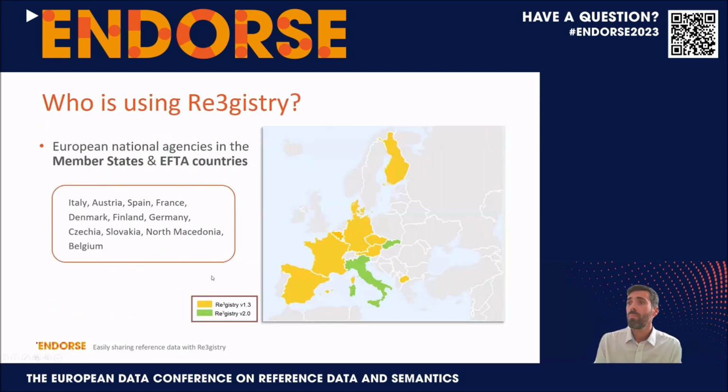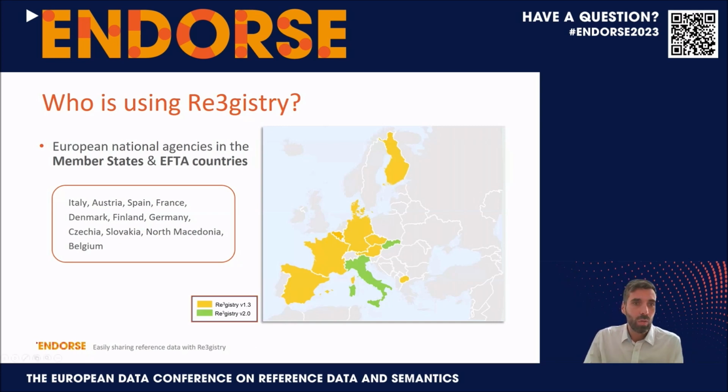In addition, some other public and private organizations are using Re3gistry. In the following map, you can see the countries that are currently using Re3gistry on the national geoportal. I have to say that Re3gistry is also used outside Europe, is being used in Canada, and we have recently seen that it is being used in Colombia too.